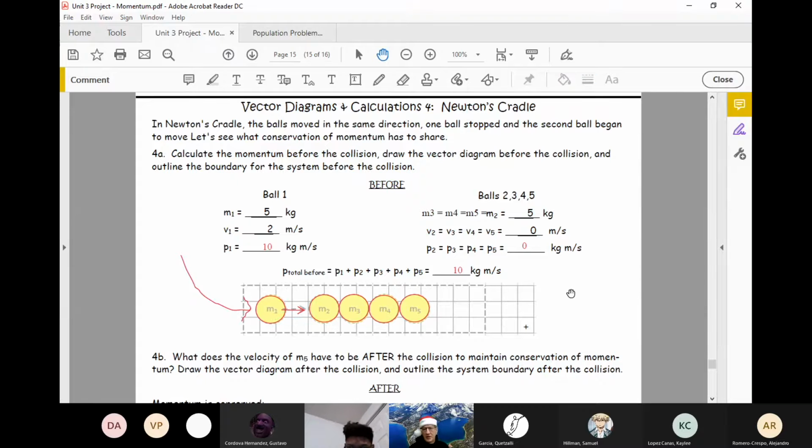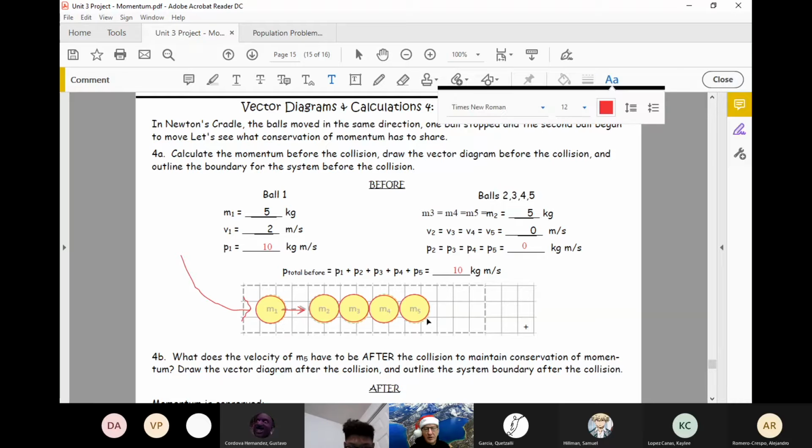And then the next thing I want to do is put some labels in here. So I'm going to label this momentum. I'm just going to label the total momentum. In fact, I'm just going to do it over here. I'm going to say total P equals 10 kg m per s, kilogram meters per second. Total momentum for the entire system, 10 kilogram meters per second.